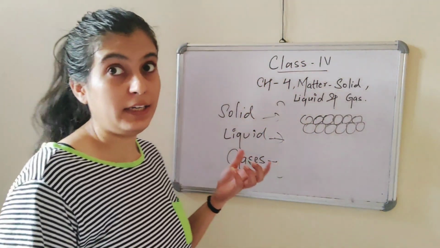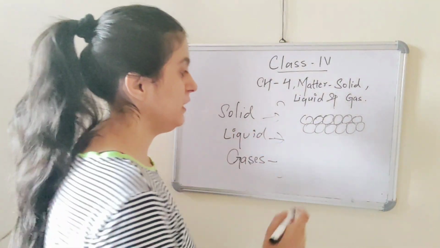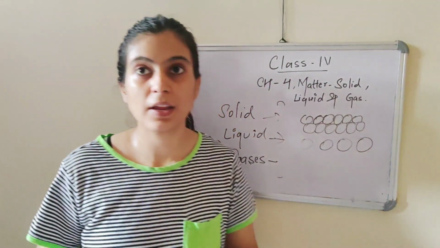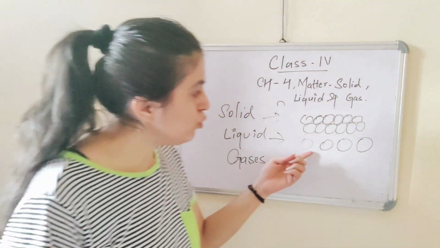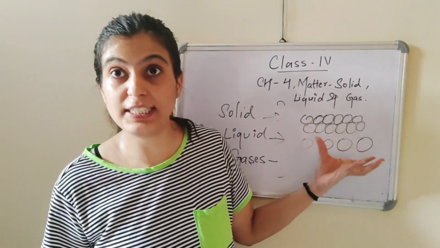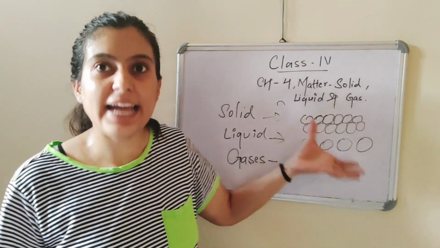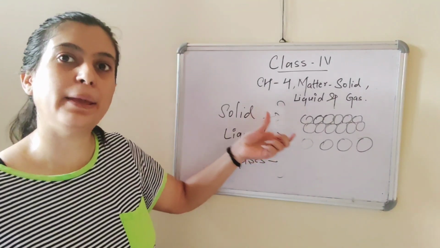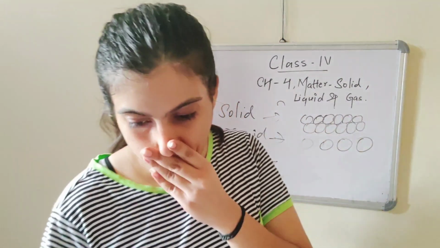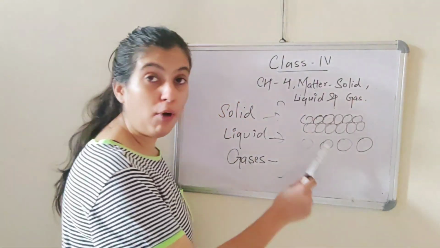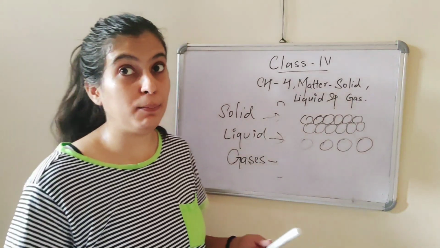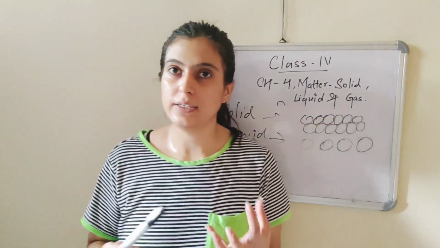Now, the molecular arrangement of the liquid is basically like this. The molecules are not that tightly packed. They have spaces in between. That's why the liquid has the ability to flow. The molecules can move around and they can be poured from one container to another.